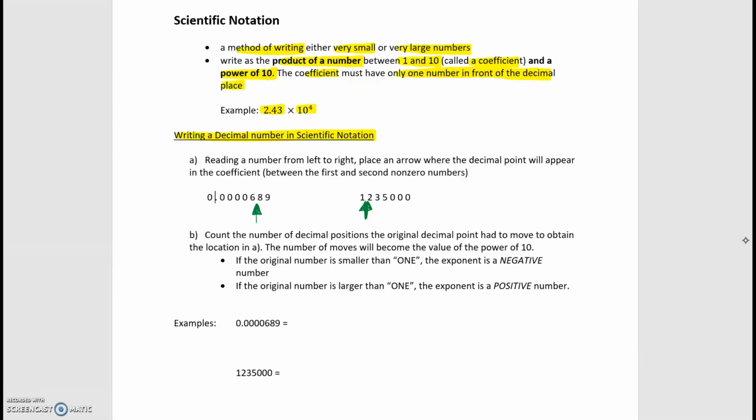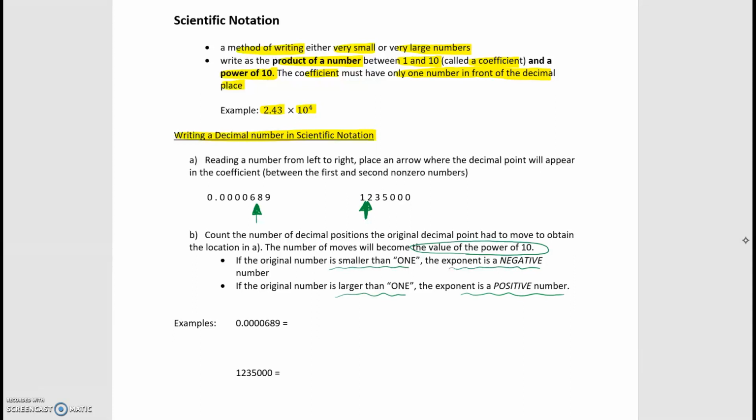Okay, part B of the instructions. Count the number of decimal positions the original decimal point had to move to obtain the location in A. And these number of moves become what's called the value of the power of 10. So if the original number is smaller than 1, the exponent on that power of 10 is a negative number. And if the original number is larger than 1, the exponent is a positive number.